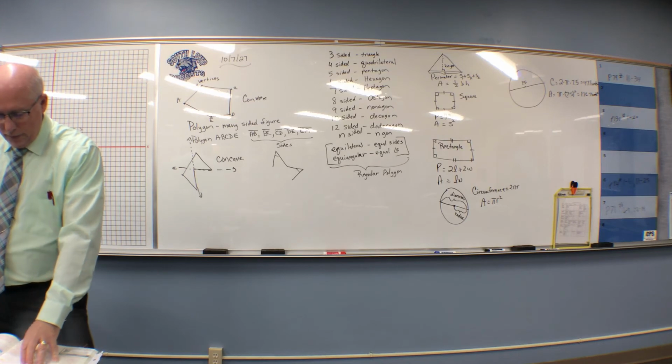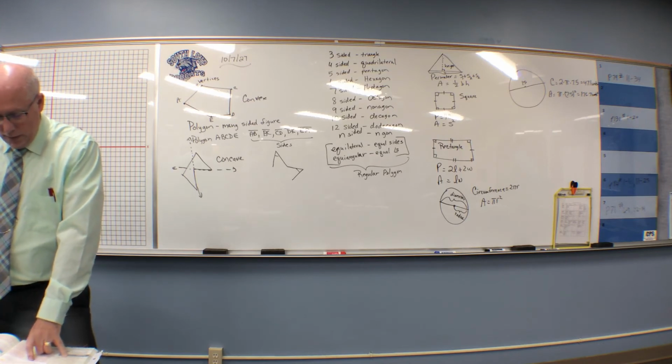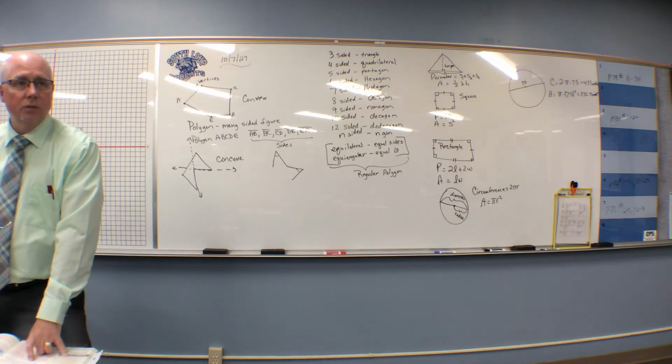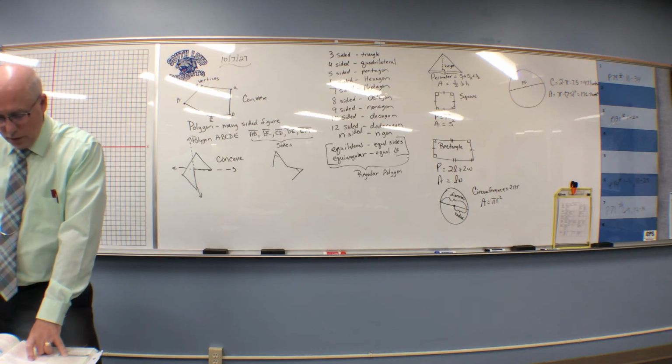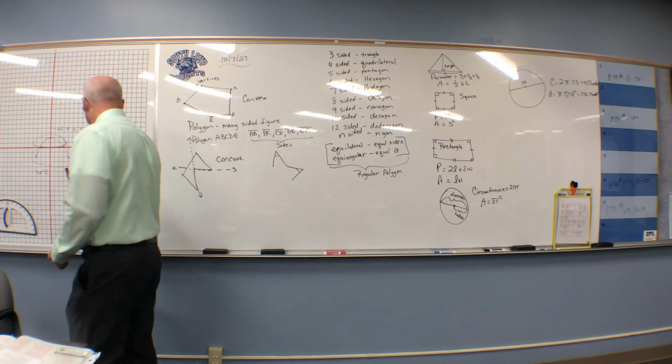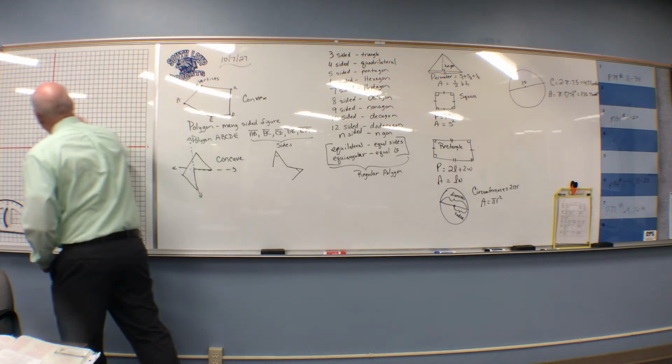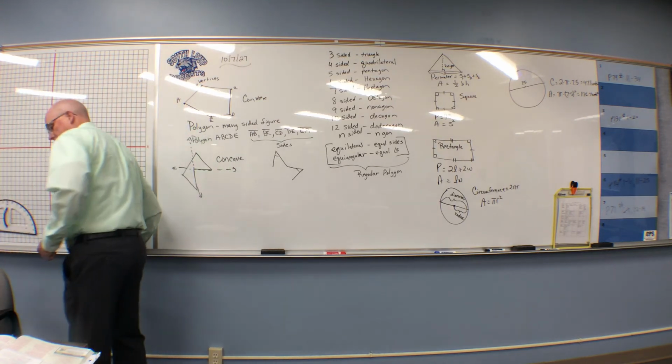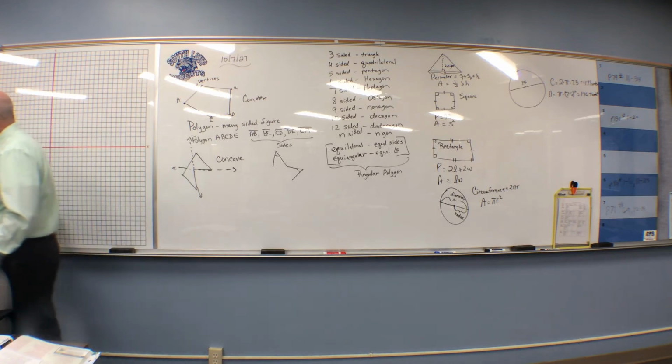Now let's look at 25, 26, 27, and 28. Carly, would you read those directions for 25 through 28? Graph each figure with the given vertices and identify the figures and find the perimeter and area of the figure. All right, so let's go ahead and graph these. You need graph paper. Let's go ahead and do number 25.